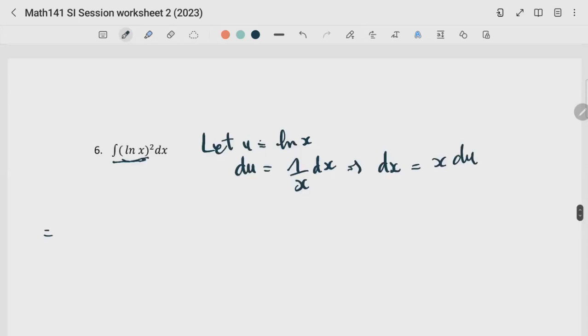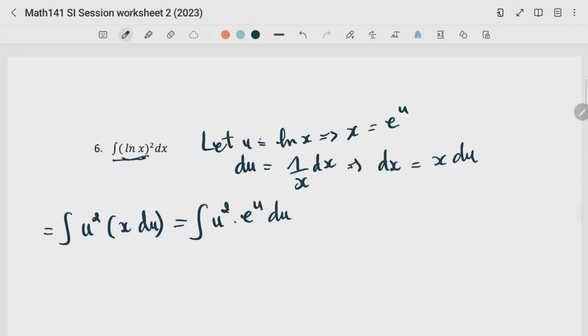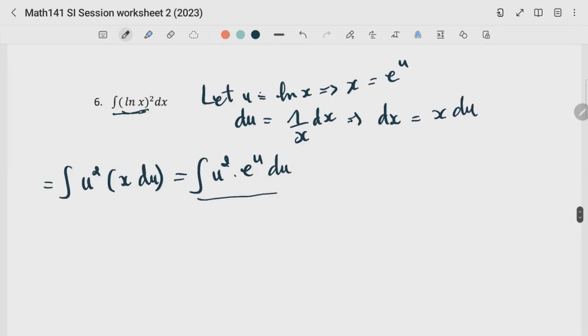Now, bringing it back to the expression, we have the integral of u squared, and dx is just x du. And since we know that u is equal to ln x, that means that x is just equal to e to the u, right? So now we have the integral of u squared multiplied by e to the u du, right? Which gets us to this point. So at this point here, how should we move forward?